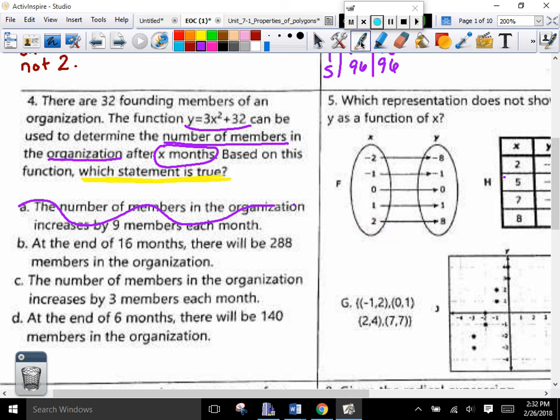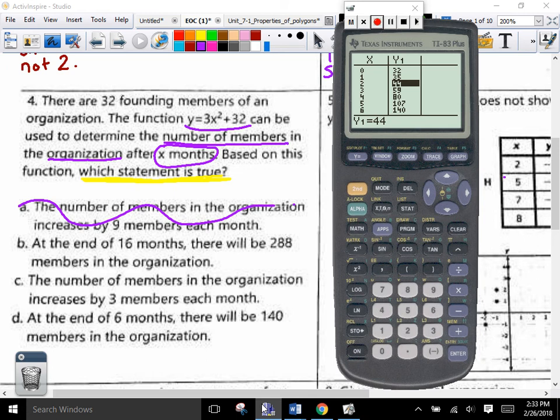So answer choice number 2 says, at the end of 16 months, there will be 288 members. So we can use our calculator, and we're going to go by the end. Remember that X is the number of months. So if I go to 16, are there only 288 members in my organization? No. We have a total of 800, and the answer choice says 288. So this would be incorrect.